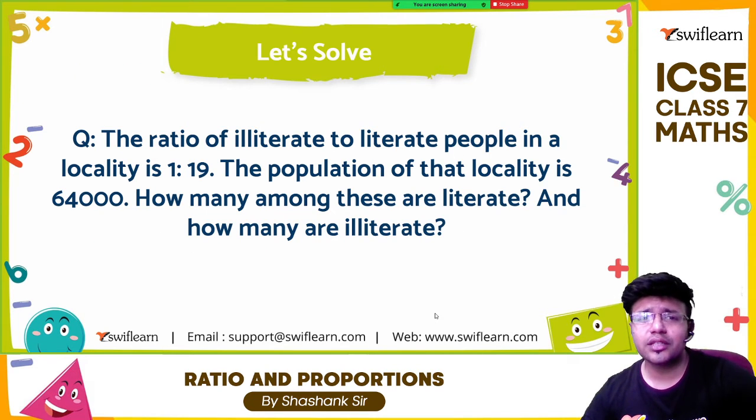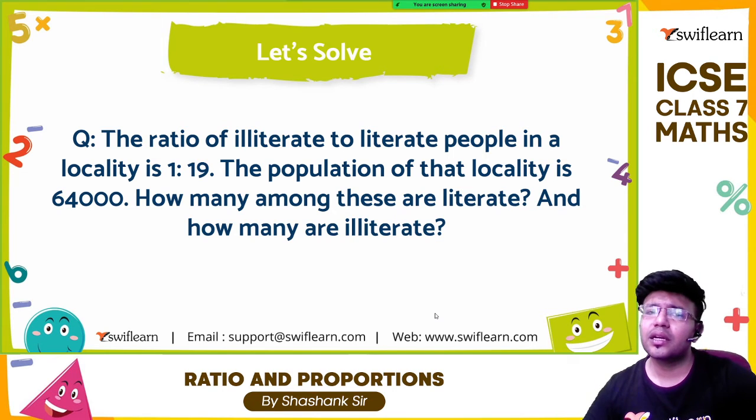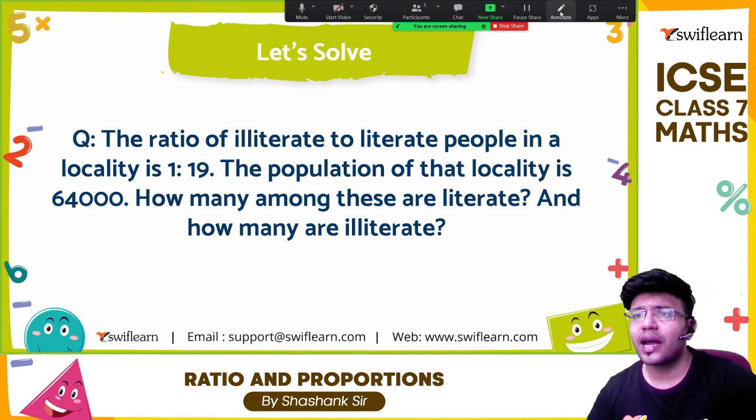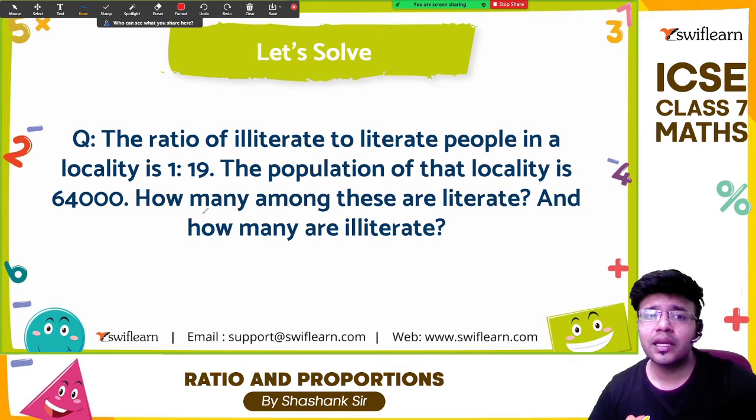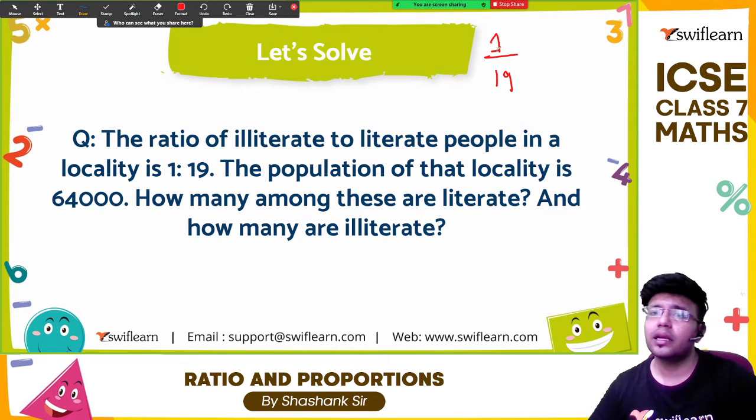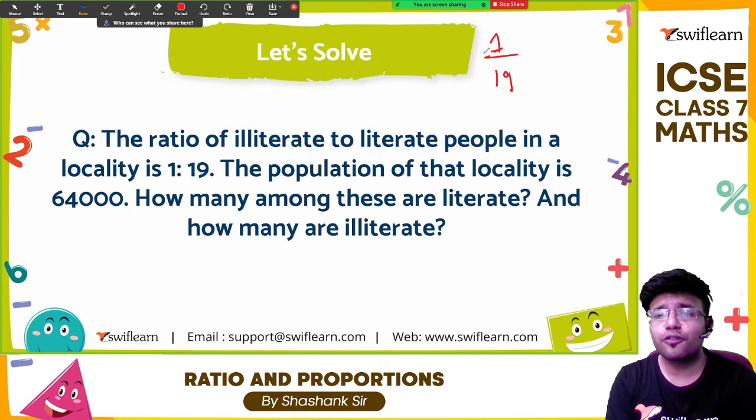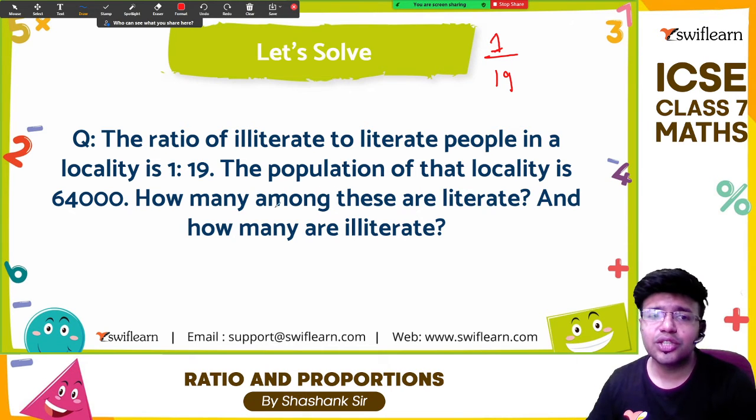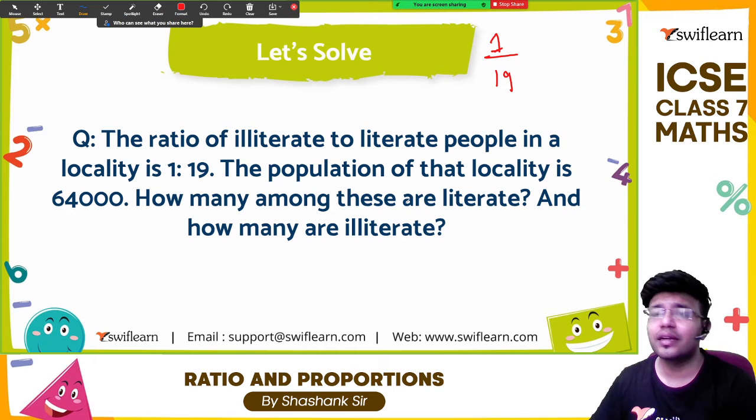Now let us solve the next question. The ratio of illiterate to literate people in a locality is 1 is to 19. The population of that locality is 64,000. How many of these are literate? How many are illiterate? The ratio of illiterate to literate is 1 is to 19, so for every one illiterate person there are 19 literate people in that society.